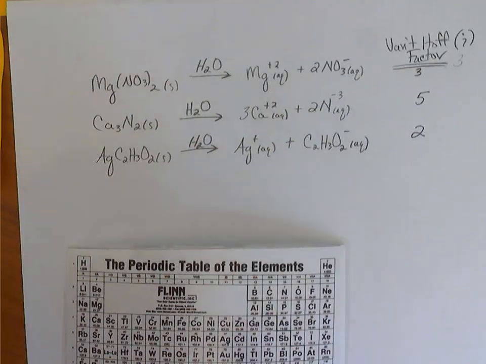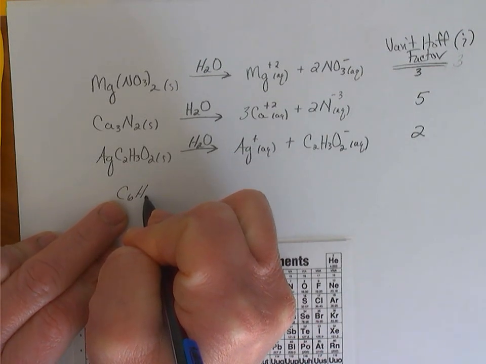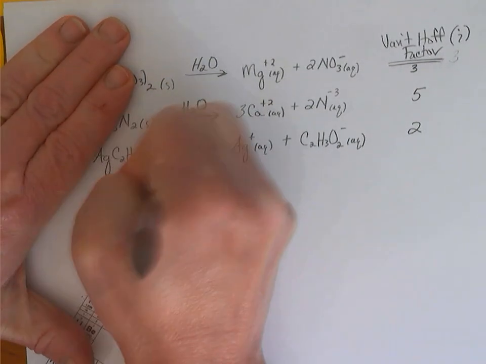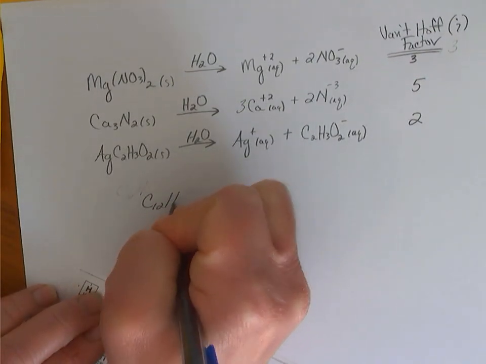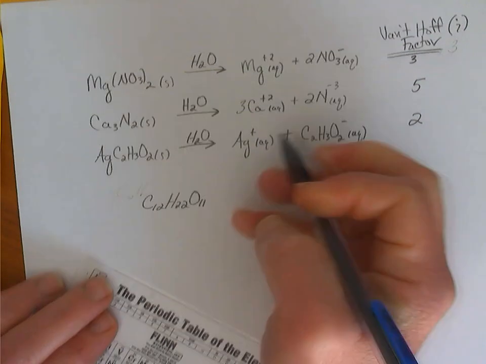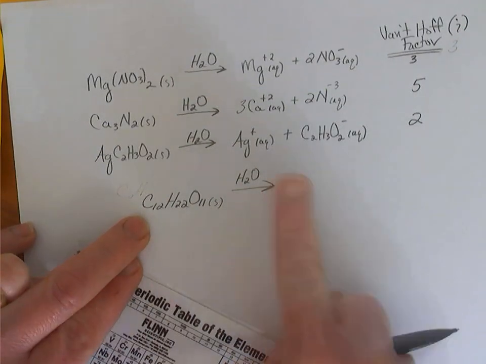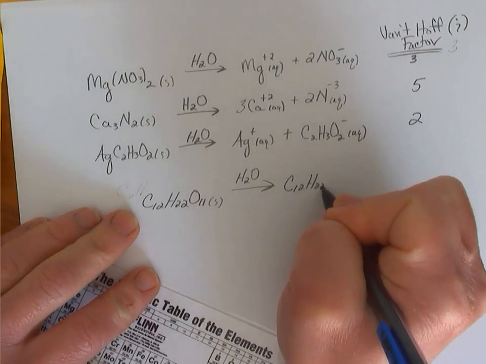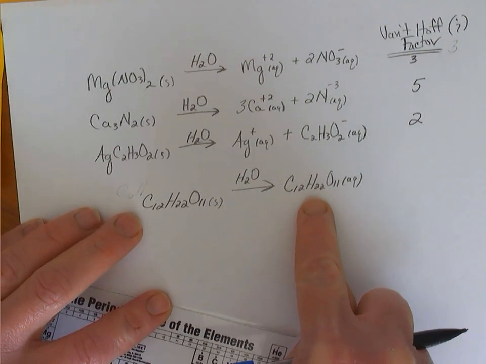Okay, well, what about something like glucose? Let me do sucrose instead. Now we know covalent compounds do not dissociate or ionize. You just get individual dissolved molecules. For every 1 of these, we get 1 of these. So the Van't Hoff factor is 1.